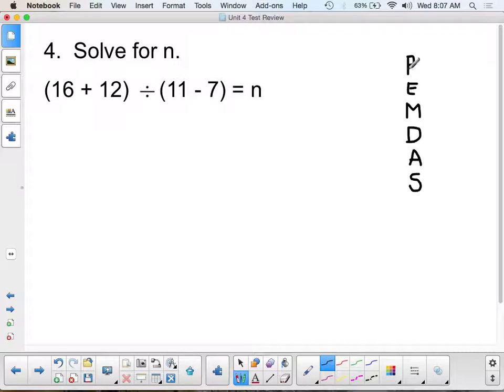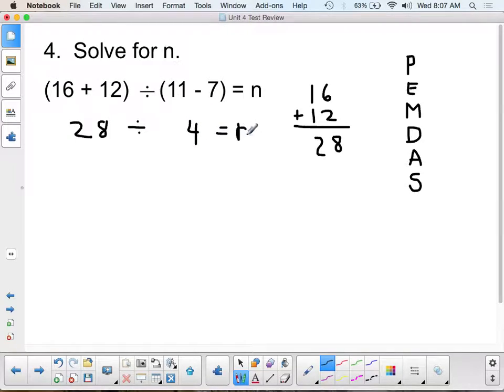So since we have parentheses, we're going to do that first. So 16 plus 12 is 28. I'm going to put that here. And I'm going to put divided by, and 11 take away 7 is 4. I know that. Equals n. Then I'm going to divide. 28 divided by 4 equals 7. So n equals 7.